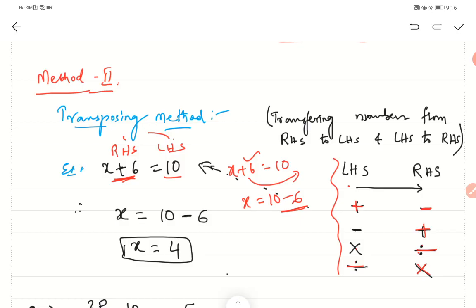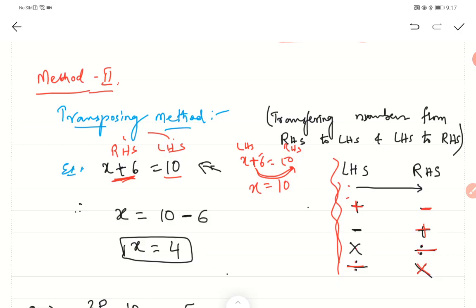I will give a simple example for each of these scenarios. For the first, if it is x plus 6, I am transferring this plus 6 towards the right hand side. This is the left hand side and this is the right hand side. When I am transferring it towards the right hand side, plus will become what? Minus. So here it will remain x, and plus 6 will go and become minus 6. So x equal to plus 4.